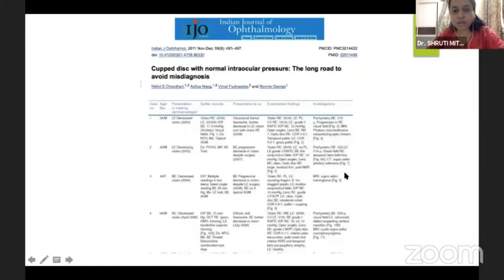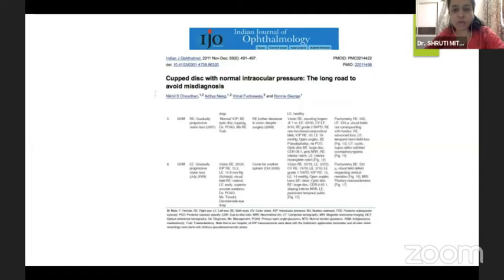Further in this article, the authors discussed 6 cases. All of these cases had been diagnosed elsewhere to have primary open-angle glaucoma or NTG and had undergone either a trabeculectomy or been started on AGM. All of these 6 patients were later diagnosed to have an intracranial SOL. It is not uncommon for us to come across such patients in the clinic where the intraocular pressure is normal and the disc is suspicious. So how do we avoid misdiagnosis in these cases?